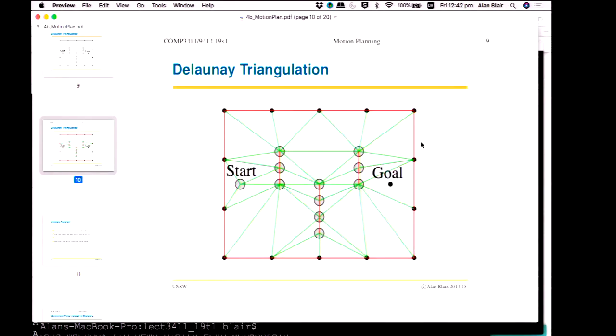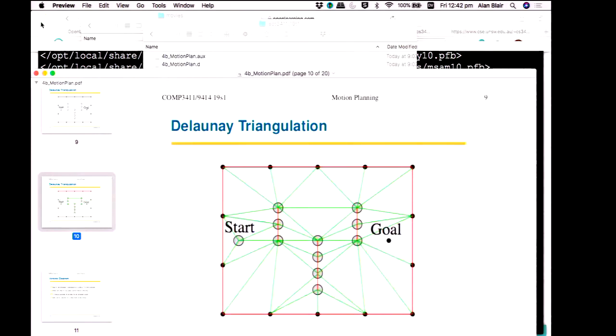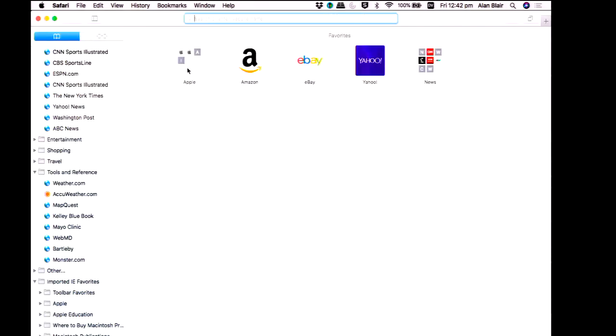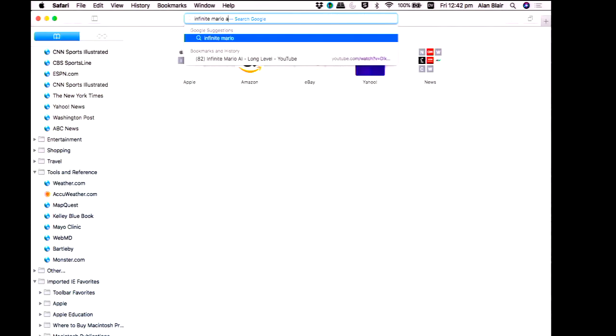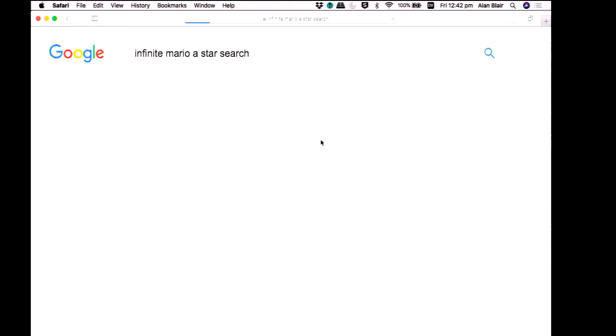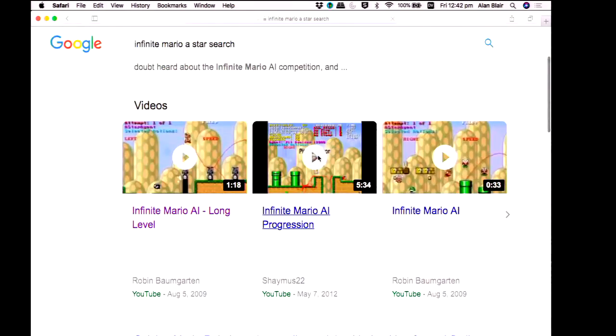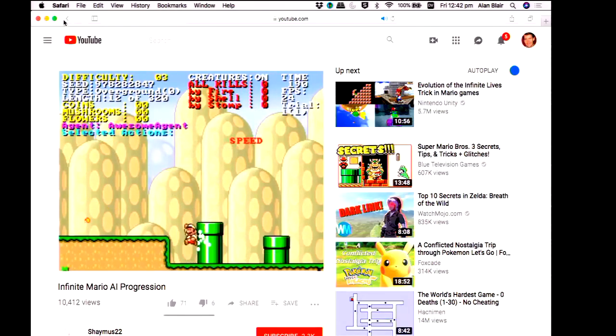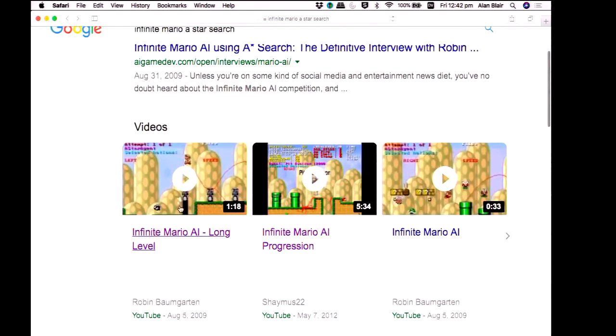Okay, I just wanted to show you one final thing before we go, which is I want to look for this Super Mario. This application to Infinite Mario. Because again, this is the same kind of idea. So this was a competition. That's not the one, must be this one.